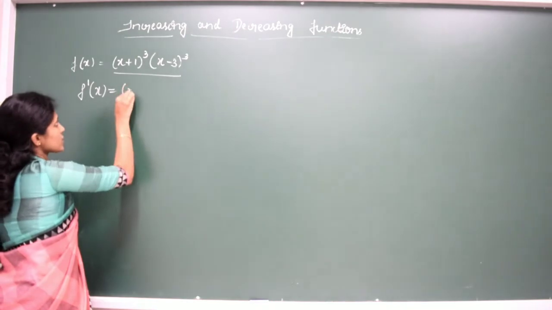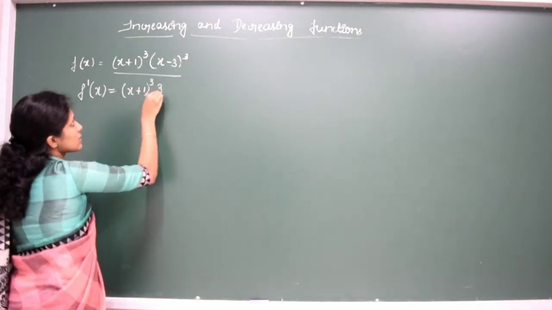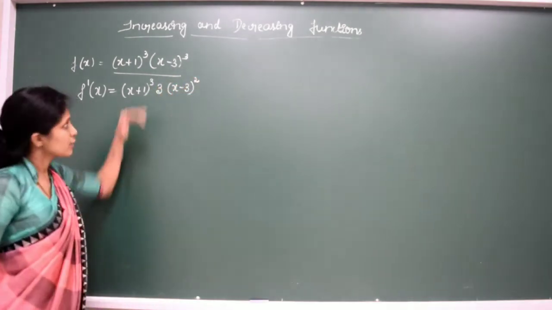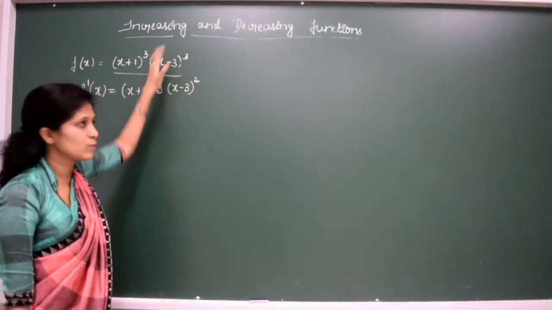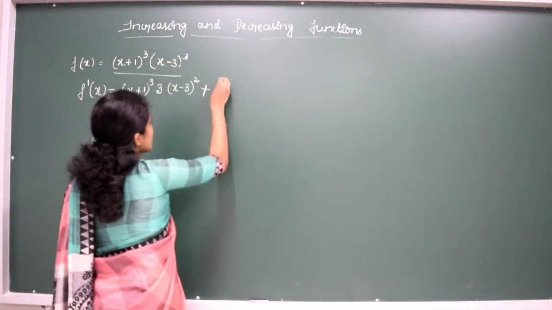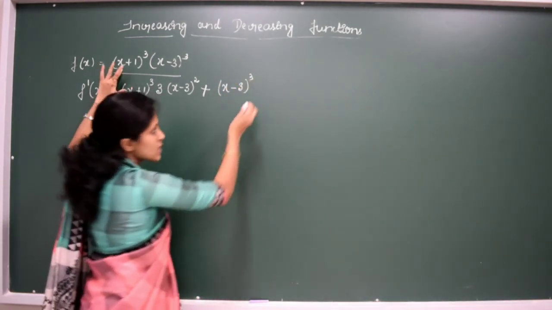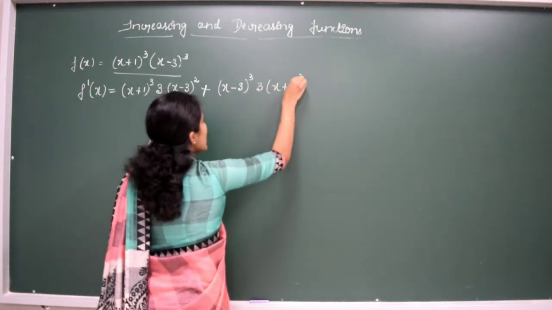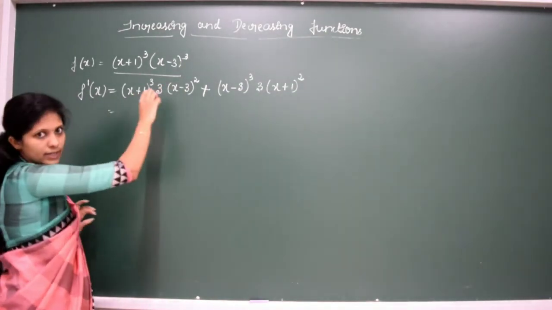First I will keep the first function as it is, that is x plus 1 whole cube. Derivative of this will be 3 into x minus 3 whole square. Is it clear? First function as it is, derivative of this: it's of the form x cube, derivative of x cube will be 3x square and derivative of x will be 1. Plus we will keep the second function as it is, that is x minus 3 whole cube, and differentiate this. So derivative of this will be 3 into x plus 1 whole square and derivative of x will be 1. Here you can observe 3 is common, right?